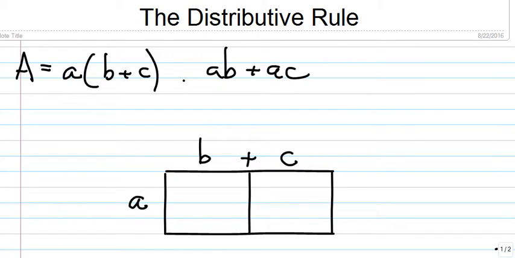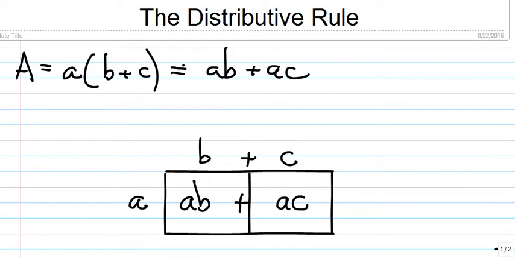We can also evaluate this area as the sum of these two smaller areas. This area here is height A times width B, so its area is AB. This rectangle here has height A and width C, so its area is AC. So the area of the big rectangle is the sum of the areas of the smaller rectangles, which is AB plus AC. And there's our formula.